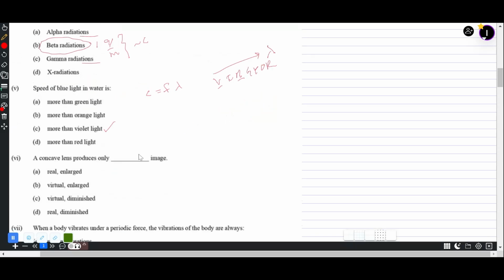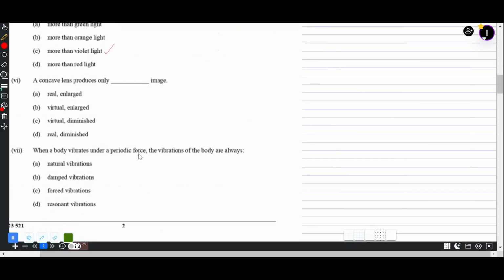Next one, a concave lens produces only which images? A concave lens produces only virtual and diminished images. There is a question on concave lenses in the later section also. So when a body vibrates under periodic force, the vibrations of the body are always natural vibration? No. Damped vibration? No. Forced vibration? Yes.